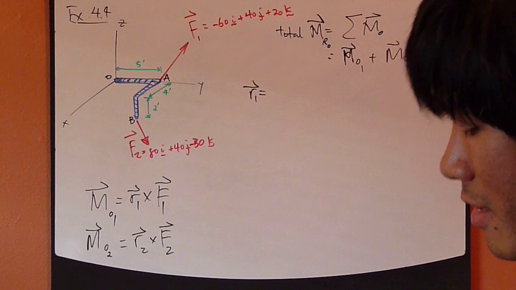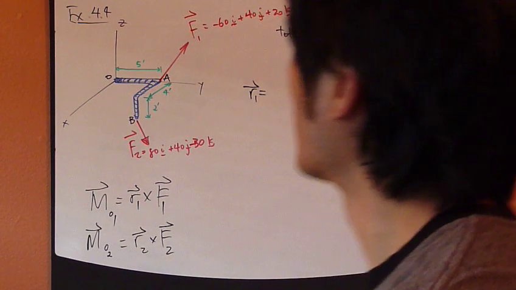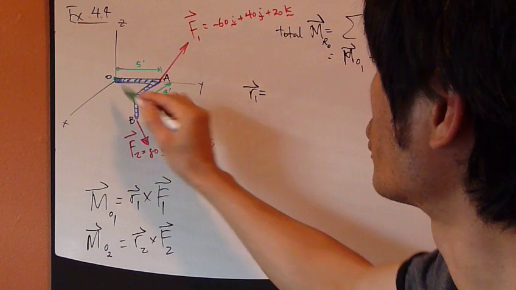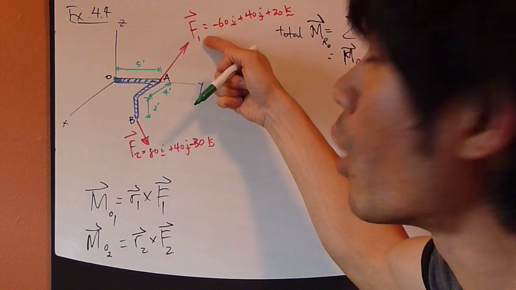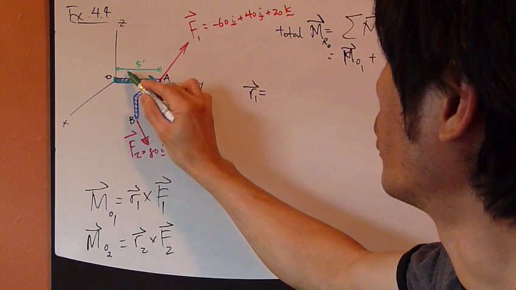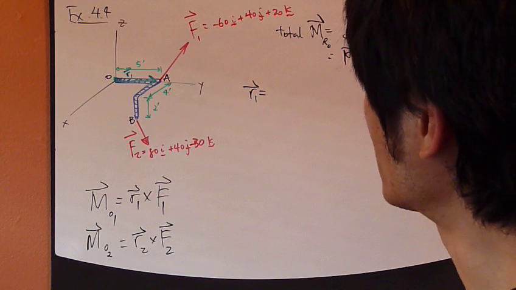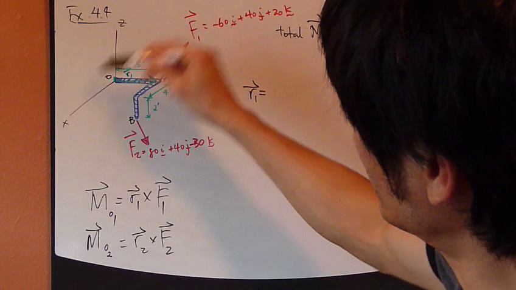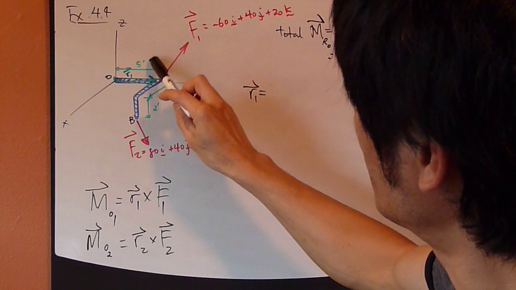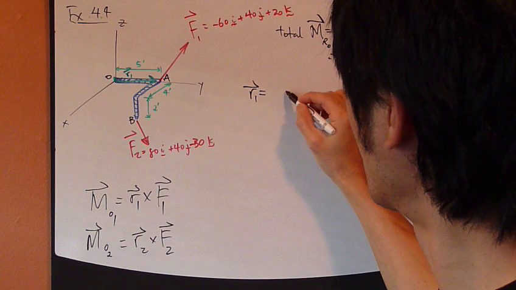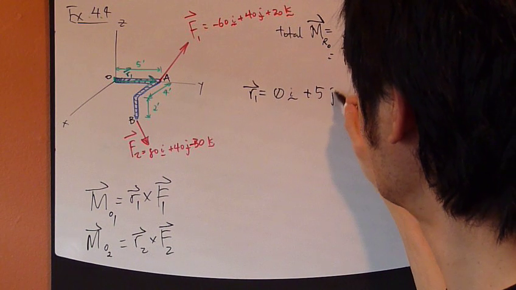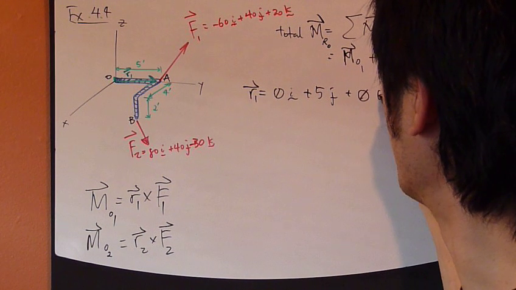So R1 is measured from point O, the point where you take moment about, to the point where F1 is being applied, which is point A right here. So this is exactly R1 right here. Just to get a coordinate, R1 has 0 in x, 0 in z, and 5 feet in the J direction. So it's simply 0I plus 5J plus 0K.